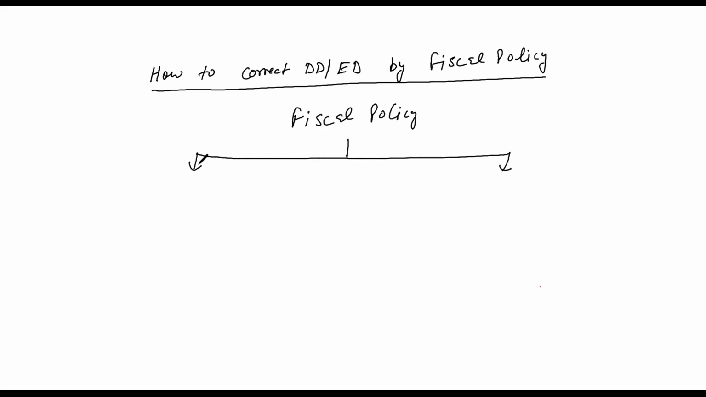So fiscal policy refers to public revenue. Public revenue means the sources by which government earns its income. And from that income, expenditure is done by government, so that means public expenditure. So how government earns and how government spends, how this can be used to control deficient demand or excess demand.